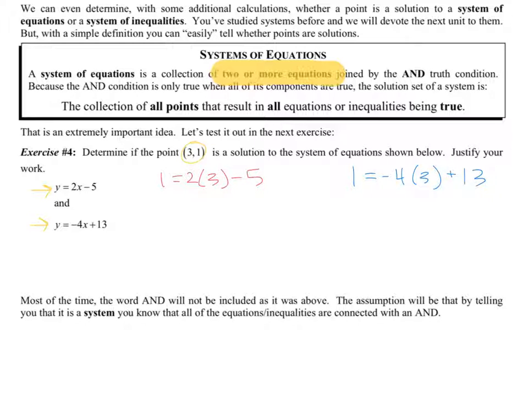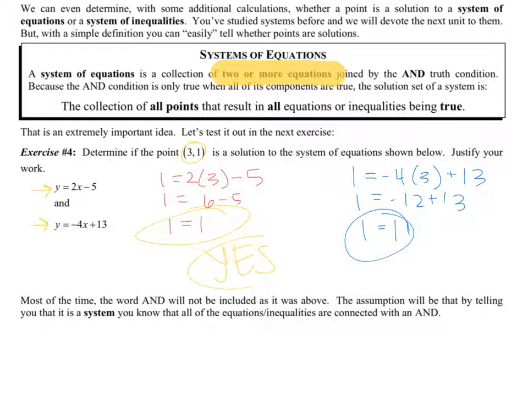So let's check the first one. Is 1 equal to 6 minus 5? Yes, 1 is equal to 1. So it works for this one. Now, is 1 equal to negative 12 plus 13? Yes, 1 is equal to 1. So it works for this one also. So yes, this point is a solution for both of these equations.